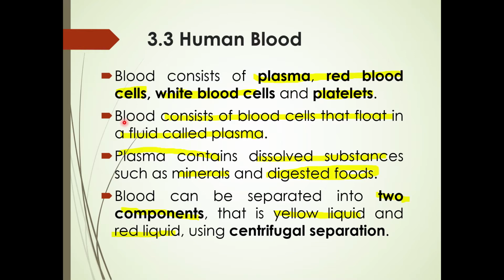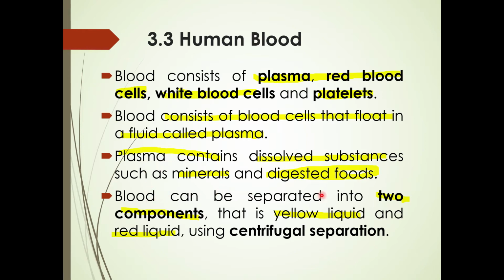Blood consists of blood cells that float in the fluid that we call plasma. Plasma contains dissolved substances such as minerals and digested food. You have to know that the end products of digested food are amino acids and also glucose. That is the final product of our digestive system, and this will be carried by the plasma.